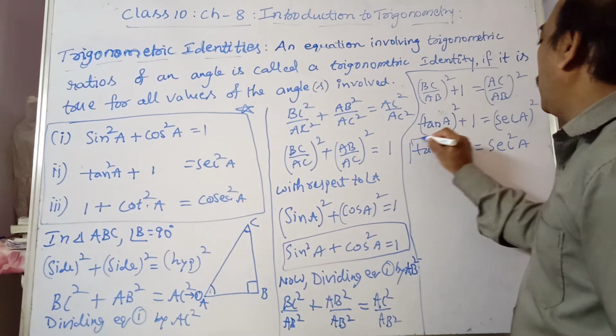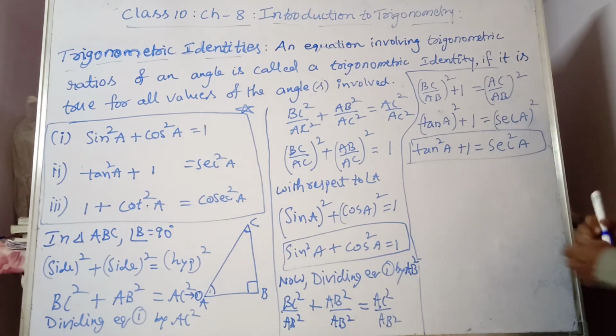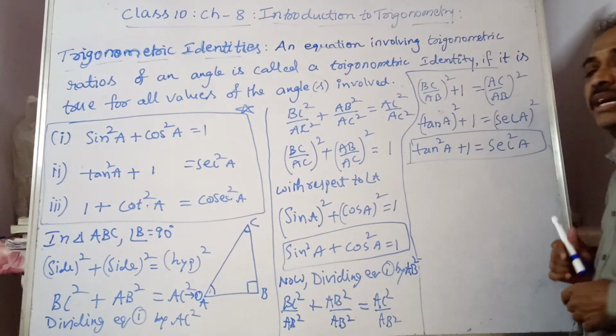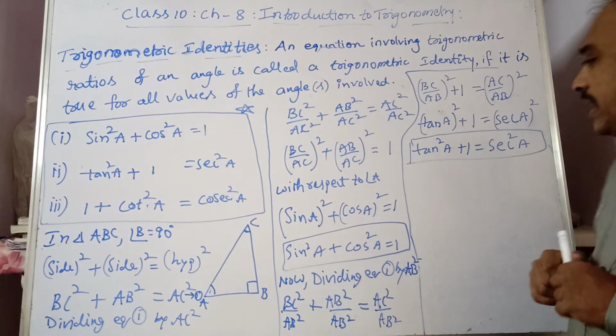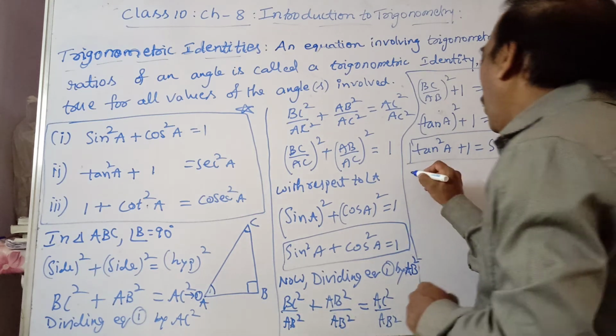So this can be written as tan square A plus 1 is equals to secant square A. This is the second identity. What we got, tan square A plus 1 is equals to secant square A. Now the third identity.